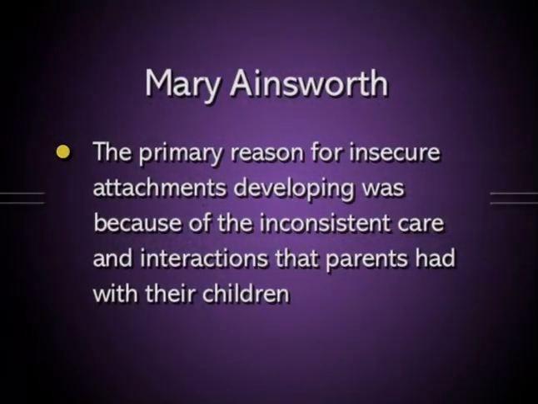And I'd like to talk about Ainsworth's classification of types of attachment and also discuss the results that occur when children have insecure attachments. Now, as we discussed in the last lecture, humans are predisposed to form strong parent-infant attachments. But according to Mary Ainsworth, secure attachments can also become insecure, or that is, some attachments may not work properly. And Mary Ainsworth thought that the primary reason for insecure attachments developing was because of the inconsistent care and interactions that parents showed to their children.